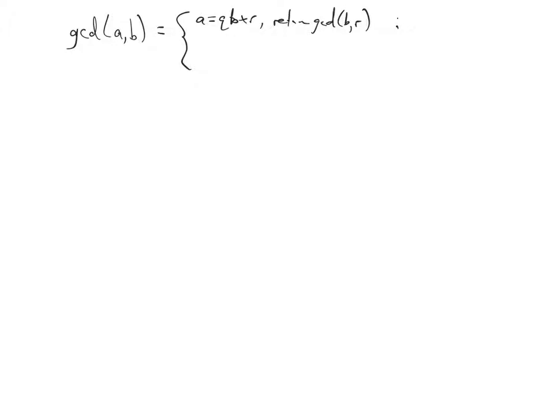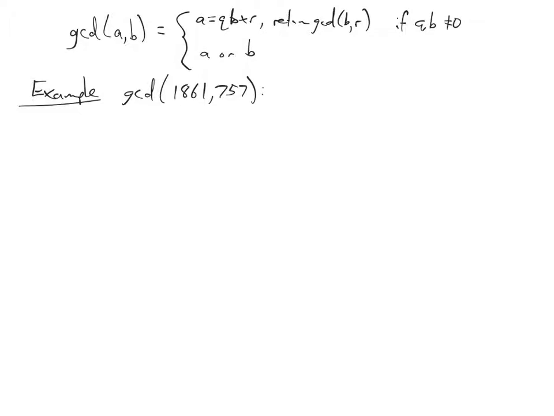That's if A and B are not equal to 0, and otherwise you return A or B. The trivia, when you get to the bottom, it's pretty obvious. Okay, so let's just do an example of that. So the example, let's say we want the GCD of 1861 and 757.